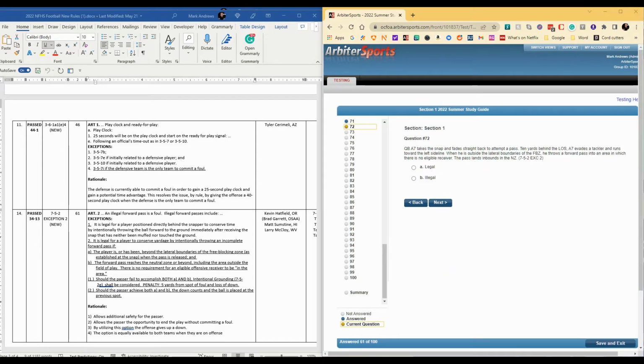Okay, same situation. Quarterback A7 takes a snap, fades back 10 yards behind the line of scrimmage. He evades a tackler and runs towards the left sideline. When he is outside the lateral boundaries of the free blocking zone, he throws a forward pass into an area in which there is no eligible receiver. The pass lands inbounds in the neutral zone. So, let's see. The forward pass reaches the neutral zone or beyond. Boy, good luck with this one, guys, if you ever have it happen. So this is legal.